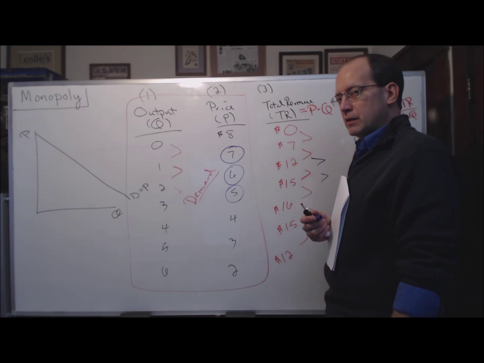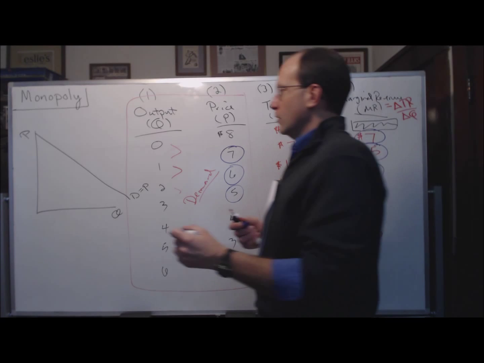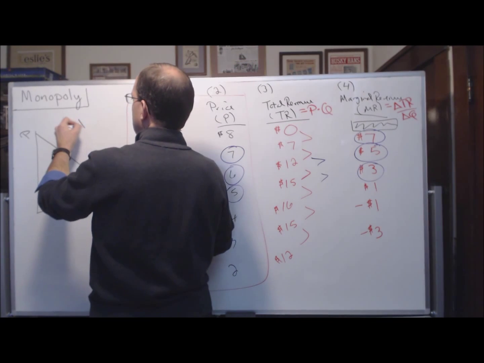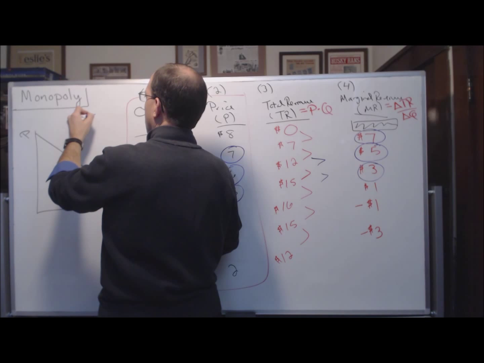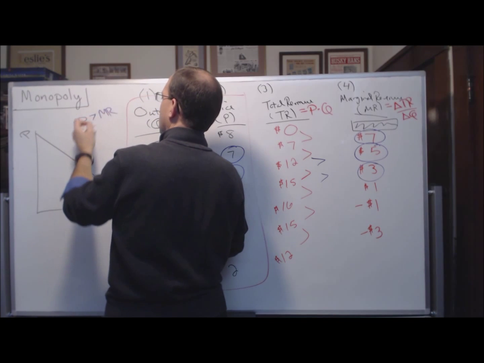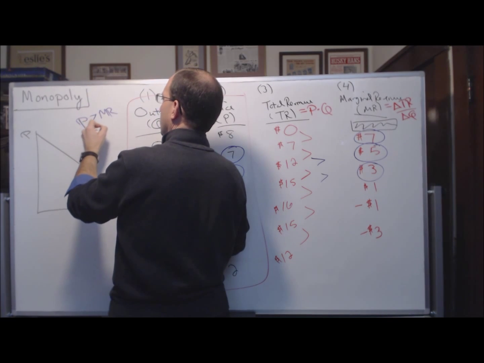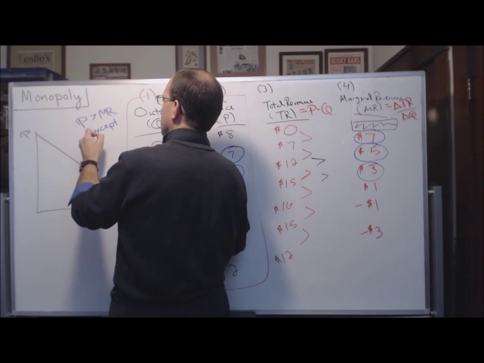What the heck is happening here? Let's write it down on your notes first. Except for the first unit, this is question 2, price is greater than marginal revenue for a monopolist. Price is greater than marginal revenue except for the first unit. Okay.